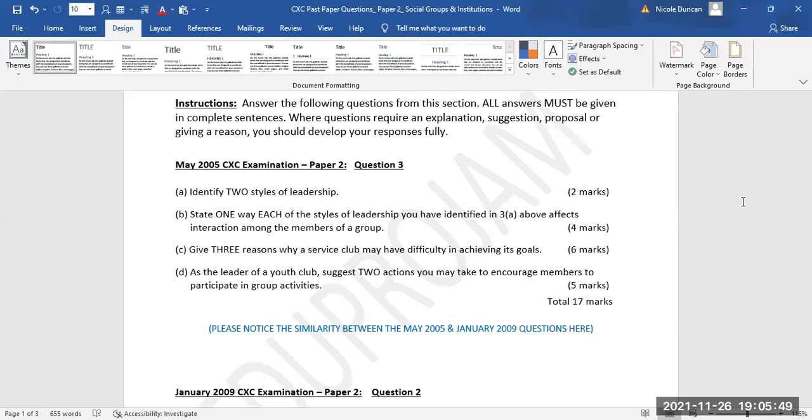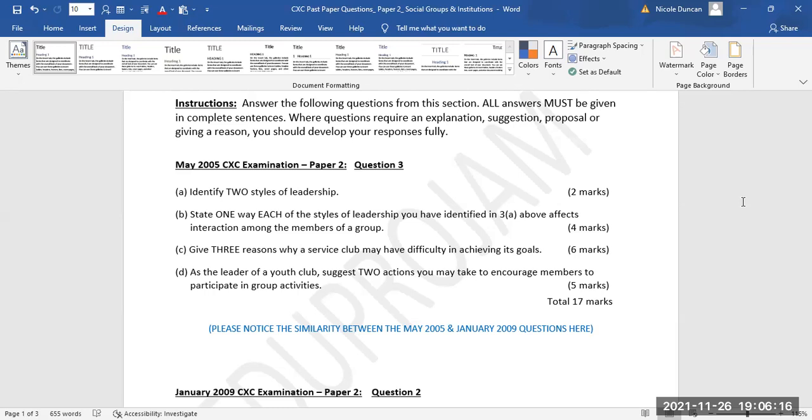Okay, another aspect or reason could be lack of financing. Where a service club is concerned, there may be certain tasks, certain projects that require financing, and if the service club is not able to come up with financing, that can be another aspect that deters them from really achieving their goal.